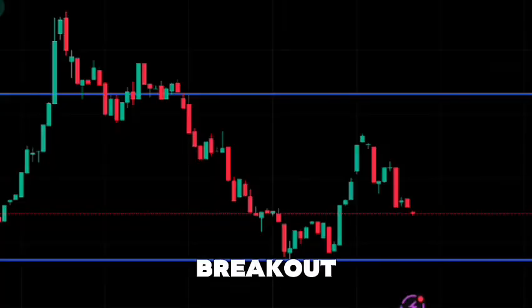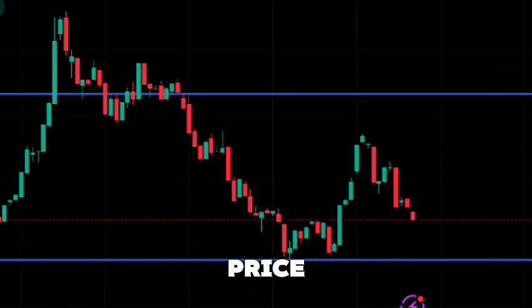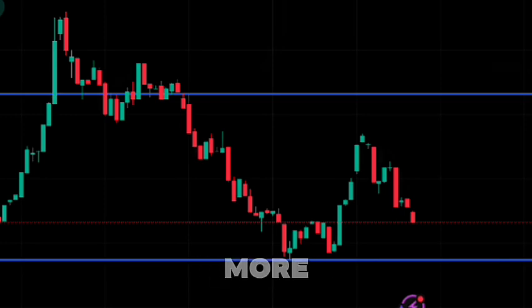Second strategy is breakout and retest. When price breaks the resistance level, it can become support. When price breaks support, it becomes resistance. Wait for the price to break and test that level again. Okay, I repeat this one more time. Wait for price to come back and test that level again, then take your entry.